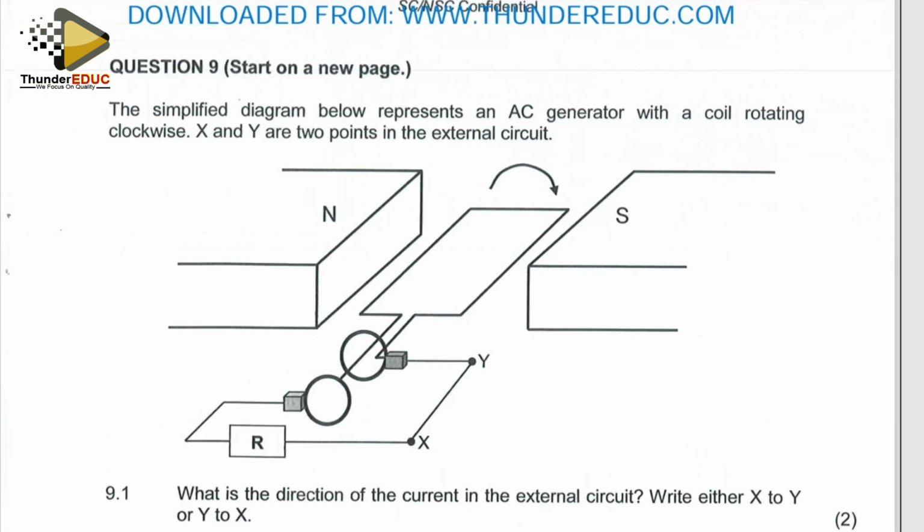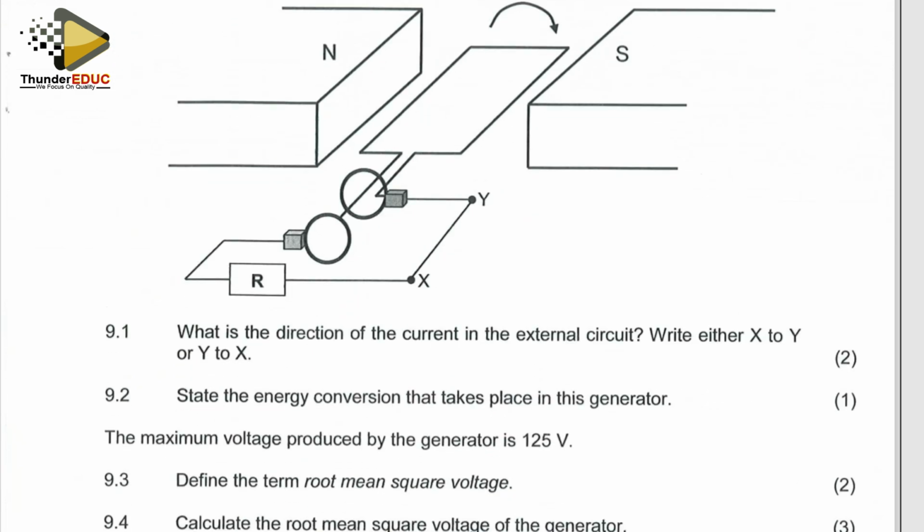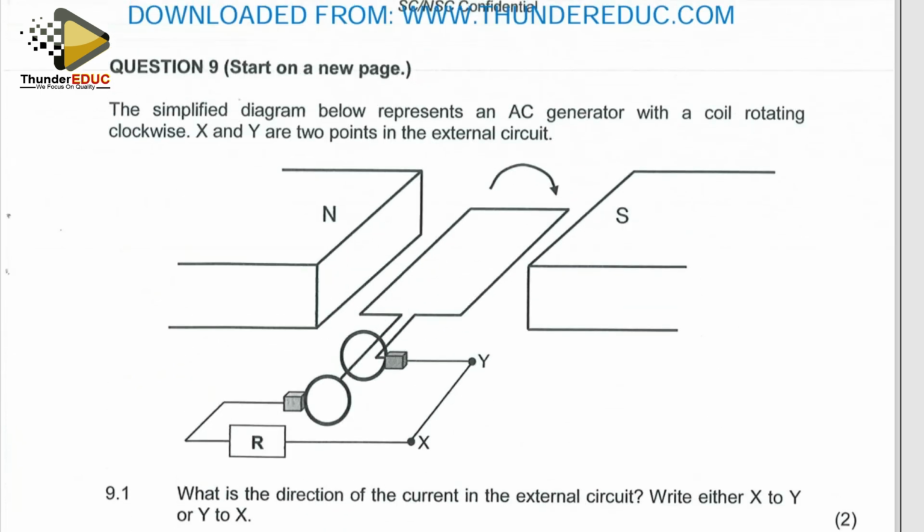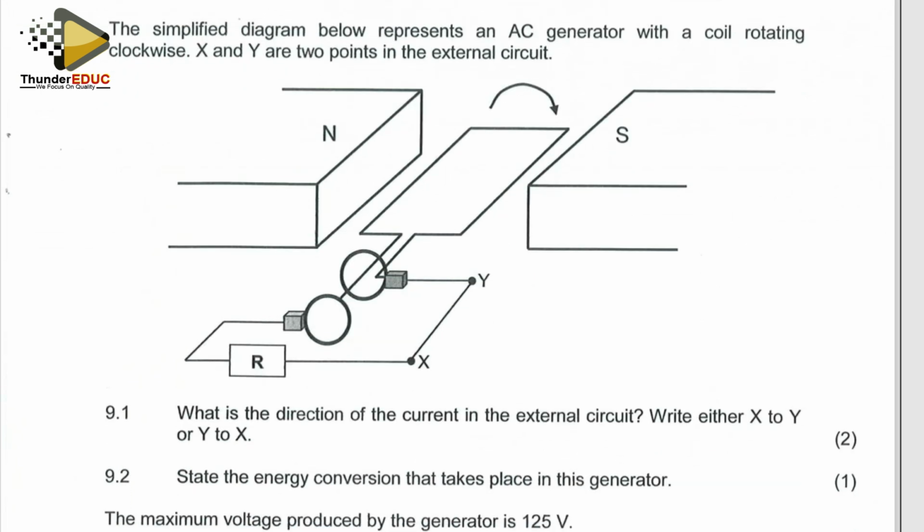Then question number 9. The simplified diagram below represents an AC generator with a coil that is rotating clockwise, connected by wires to the external circuit. Okay, so for as long as we're dealing with an AC generator, then we have to use the right hand rule.